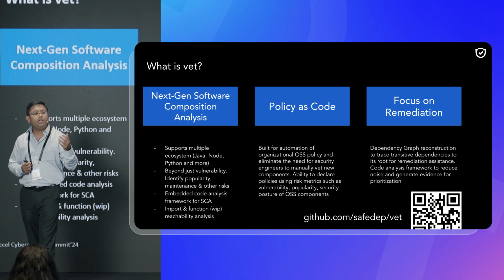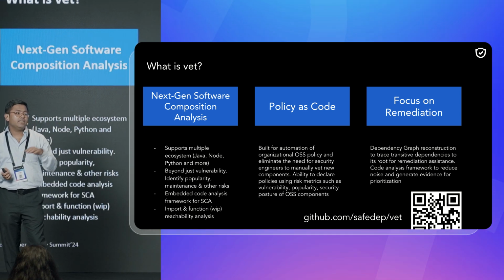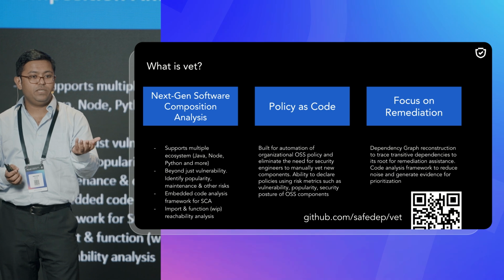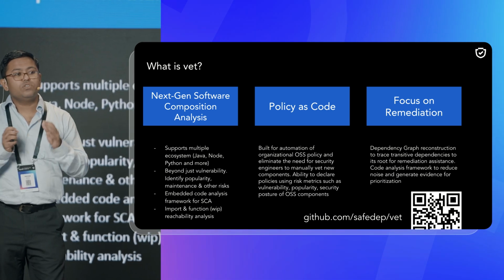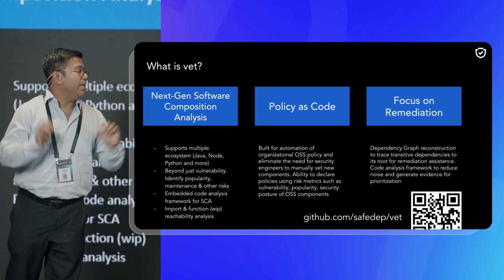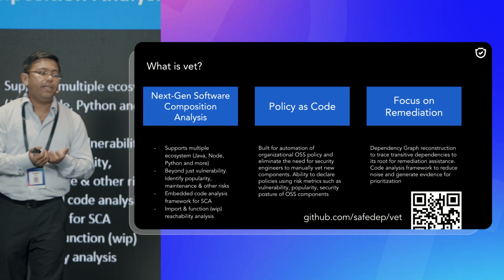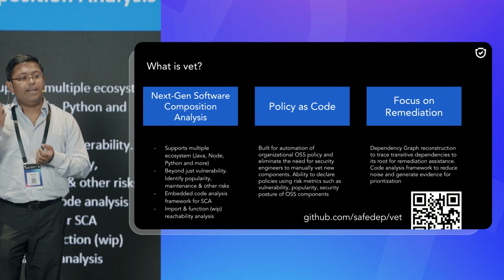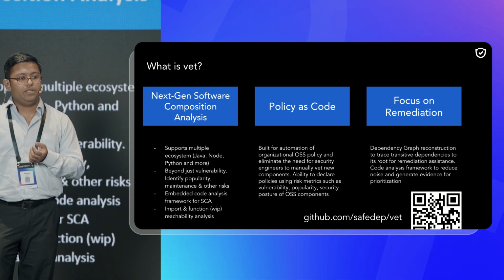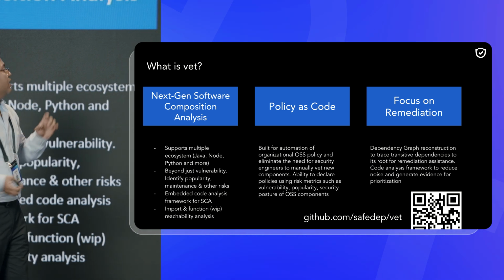It does not have an opinion of what is risky, what is not risky. It allows you to codify your opinion, and it just acts as an enforcer of opinion to achieve the goal of automating the process of vetting third-party open source libraries as part of CI/CD, right?